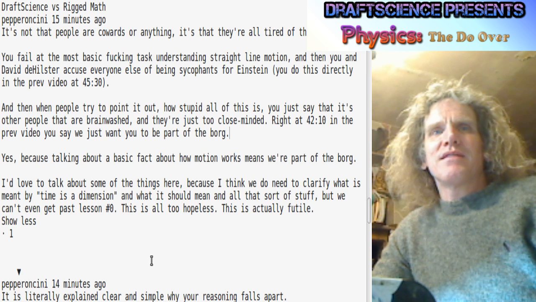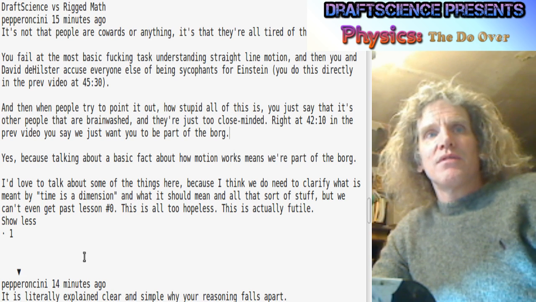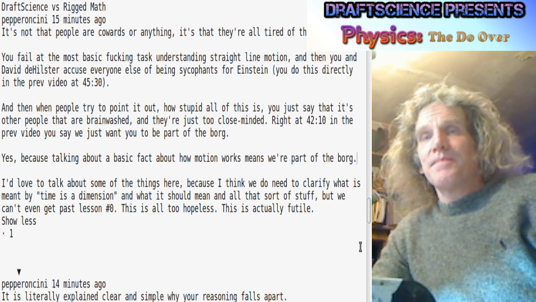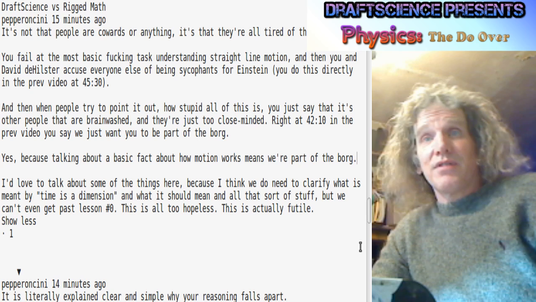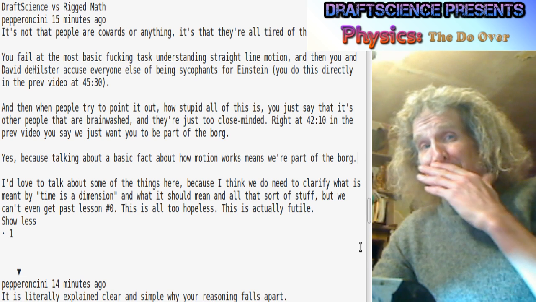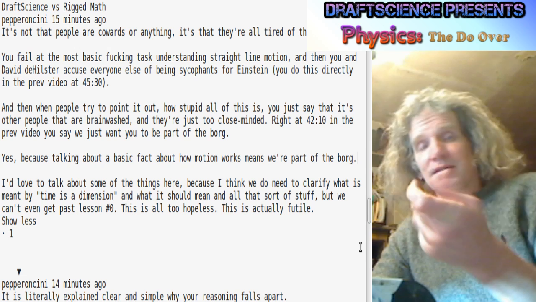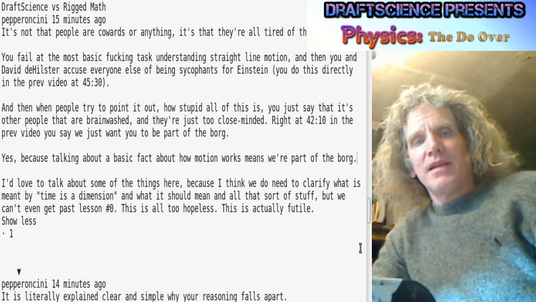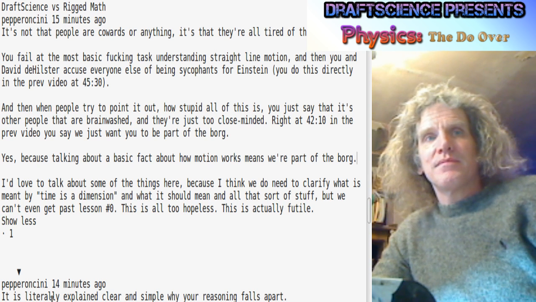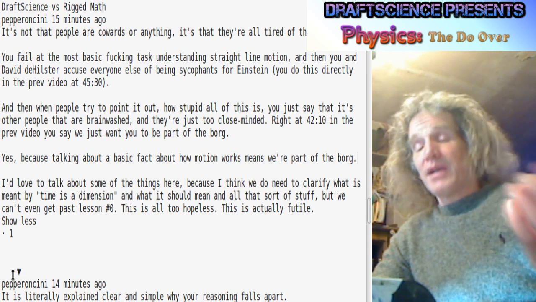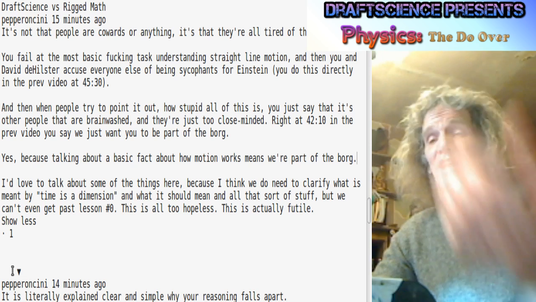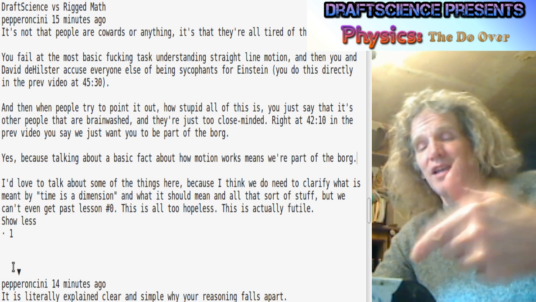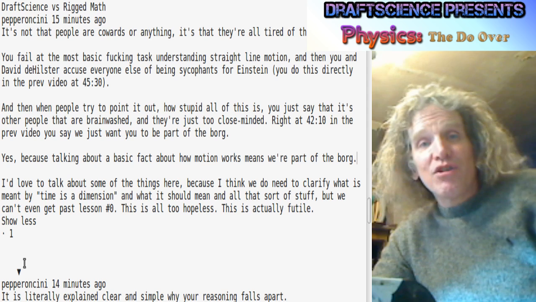Yes, because talking about a basic fact about how motion works means we're part of the Borg. Well, again, I don't think you understand how motion works, and that's the argument on the table. Do you understand that the time an event takes doesn't have anything to do with individual components of the event, if they're all happening at the same time? You can't say, again, if the dog is running towards me, you can't change how long the dog takes to run the distance. You're only changing how long it'll take for me to reach the dog, because he's moving towards me.